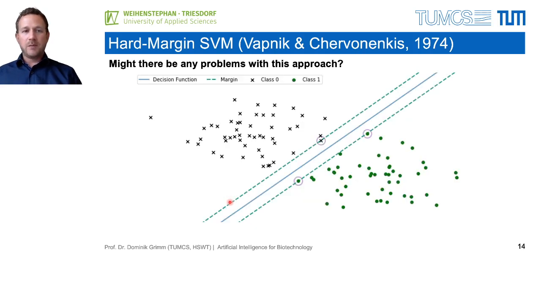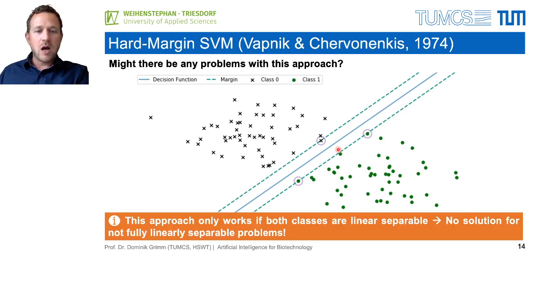So if we now look back at this example here, we have seen that we found this decision function that maximizes the margin to our training points. However, do you think there might be a problem? One problem is that this formulation that we just derived only works if both classes are linearly separable. We can't find a solution if the data is not fully linearly separable. And in reality, you won't find problems that are so nicely separable, or they might be very trivial to solve, and then we don't need a classification algorithm.